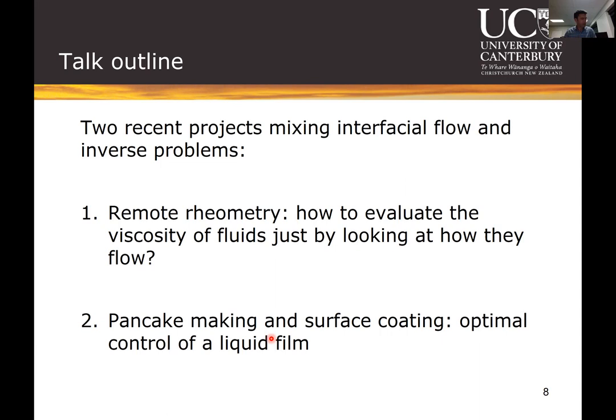And the second problem, which started as a bit of fun and ended up looking at serious problems, was how to control a thin film on a surface. And really, we were interested in pancakes and how to make pancakes. But it also applies to surface coating, which is what I'll talk about.